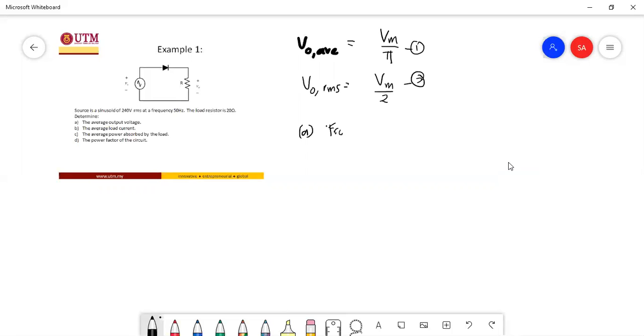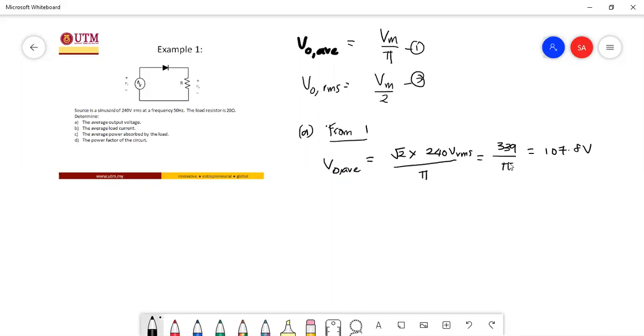From there, we need to convert the RMS into the maximum output. So V out average is just 240 volt RMS multiplied by square root 2, over pi. You should get around 339 volt over pi, which is given as 107.8 volt.